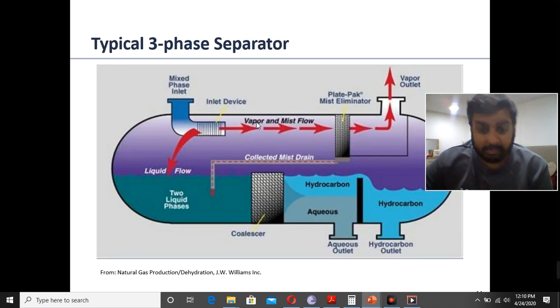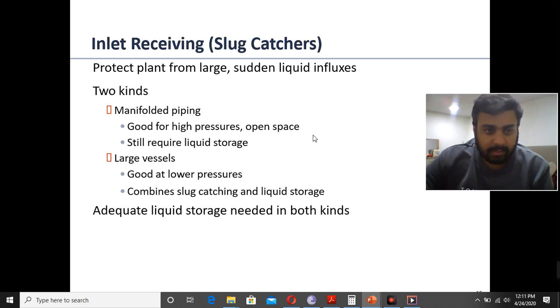We then have three-phase separators, where the gas goes from the top, and then the liquid phases, hydrocarbons, go from here, so this is the typical three-phase. If there is any water, the aqueous phase goes down here, hydrocarbon goes down here, and the gas goes out from the top. Okay, then another important inlet manifold operation is the slug catcher.